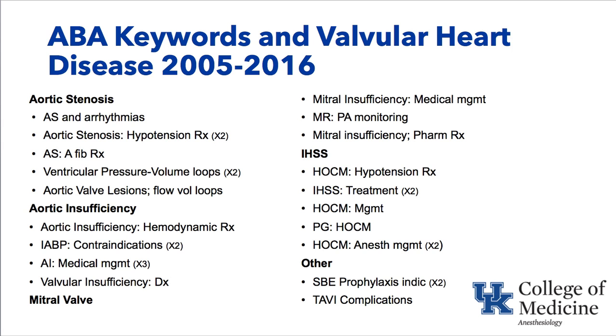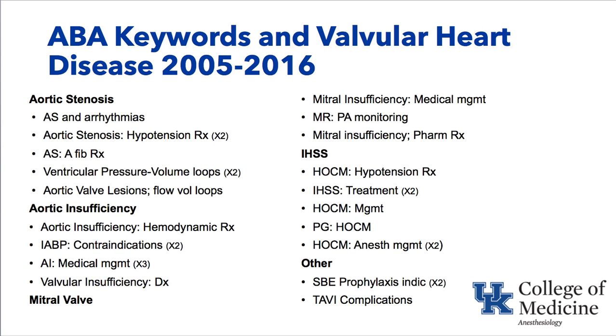Mitral valve disease, insufficiency: we can drop the vascular resistance some and decrease the regurgitant volume. Mitral stenosis can raise pulmonary artery pressures, and we will go over both mitral regurgitation and mitral stenosis. IHSS, or idiopathic hypertrophic subaortic stenosis, is thickening of the left ventricular septum, resulting in outflow tract obstruction to the LV outflow tract.